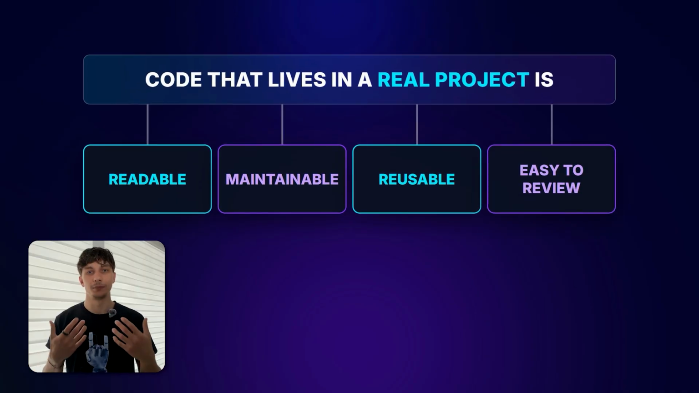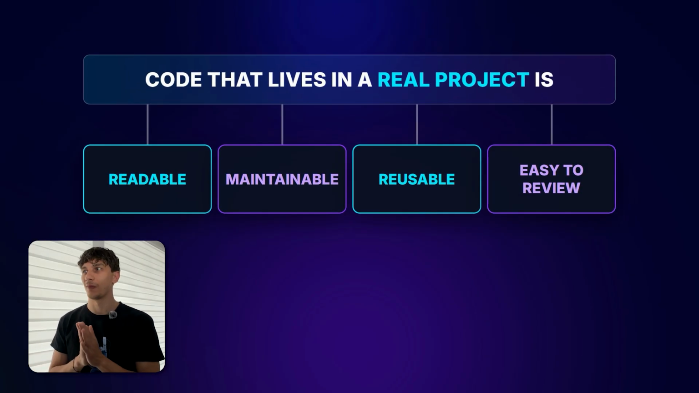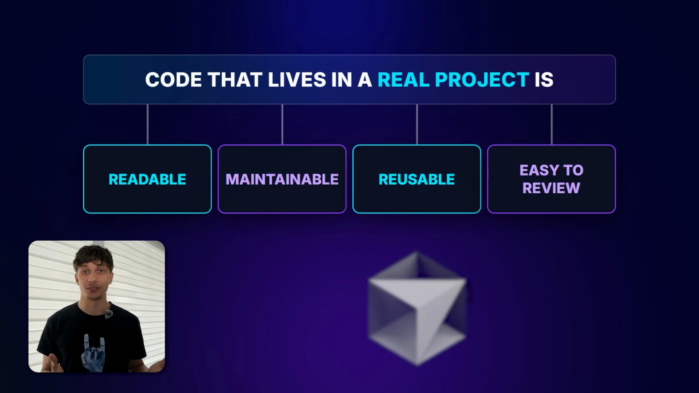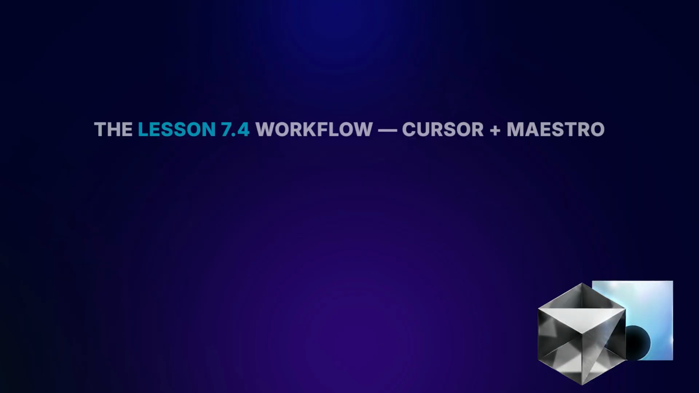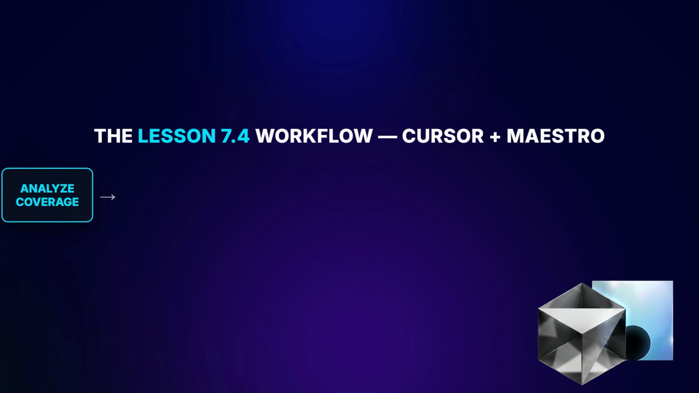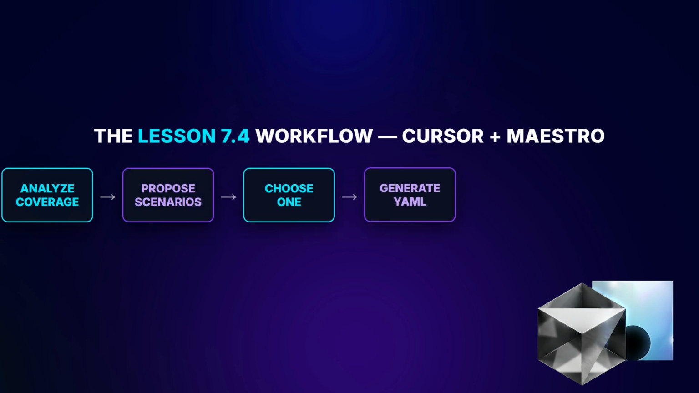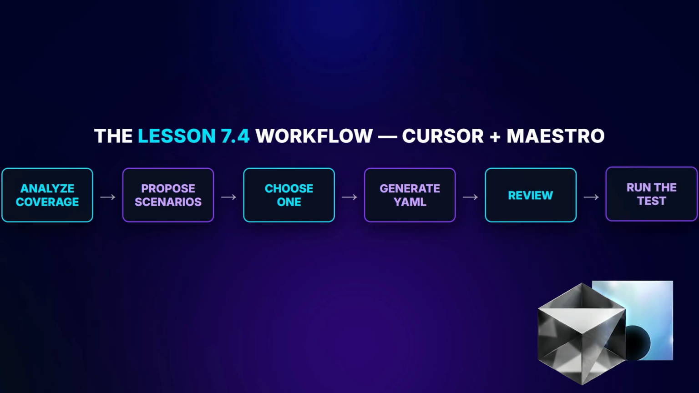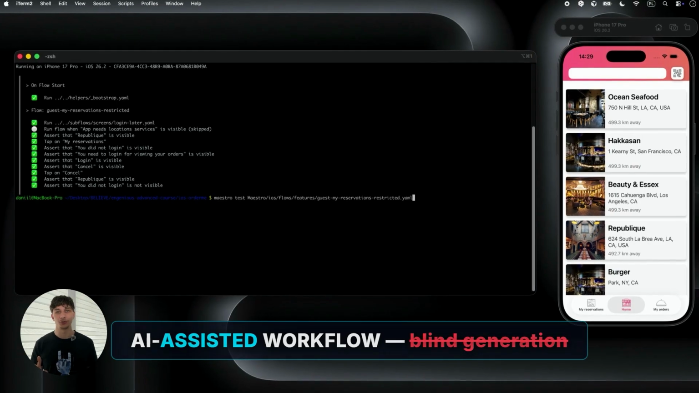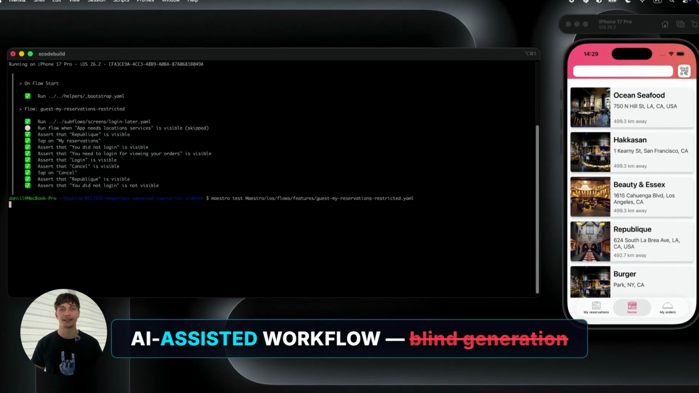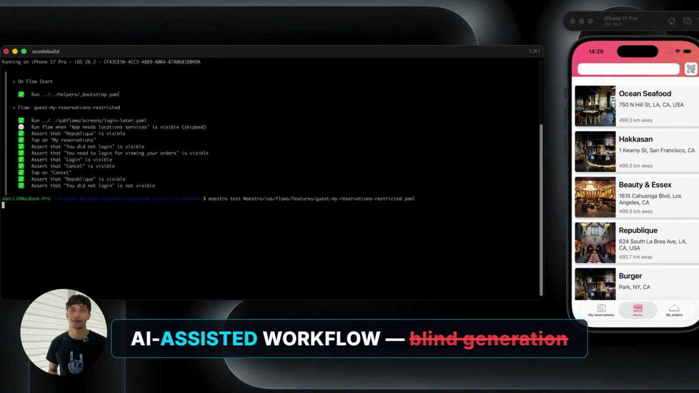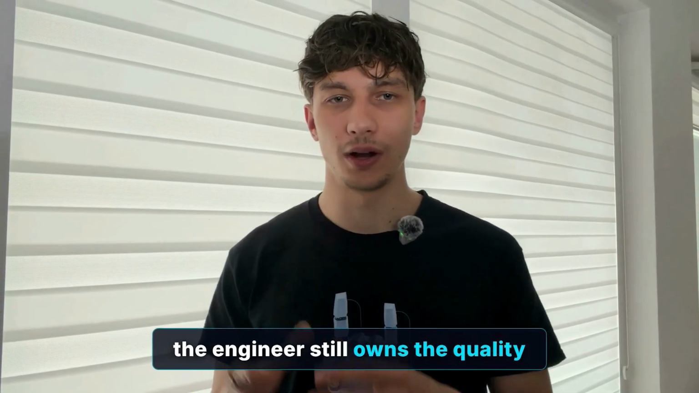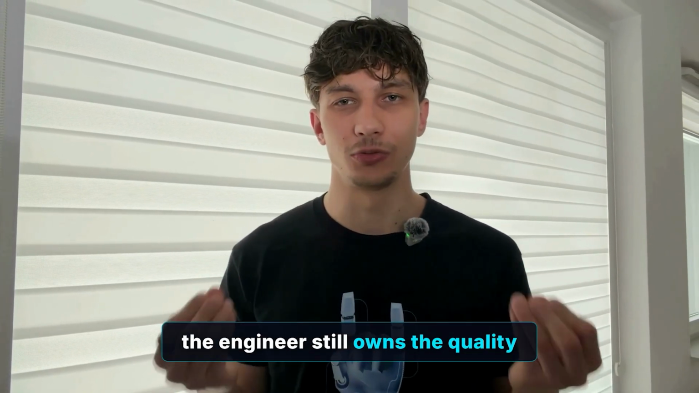In Lesson 7.4 of Module 7, we walk through this full workflow using Cursor and Maestro. We ask Cursor to analyze existing coverage, propose valuable missing scenarios, help us choose one, generate the Maestro implementation, review the generated YAML, and run the test. This is the difference between AI-generated automation and AI-assisted automation engineering. AI can help you move faster, but the automation engineer still owns the quality, architecture, and production readiness.